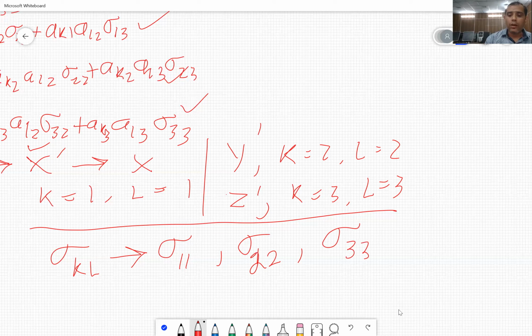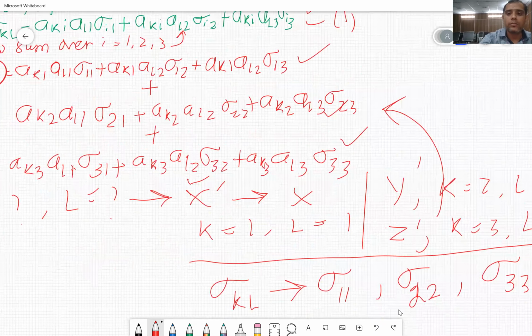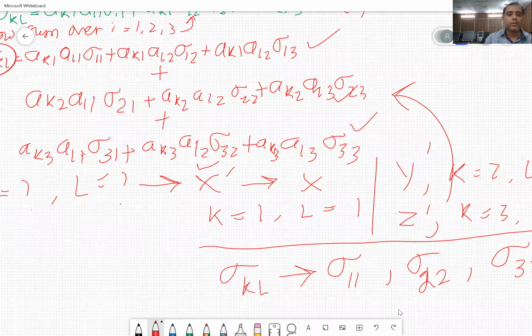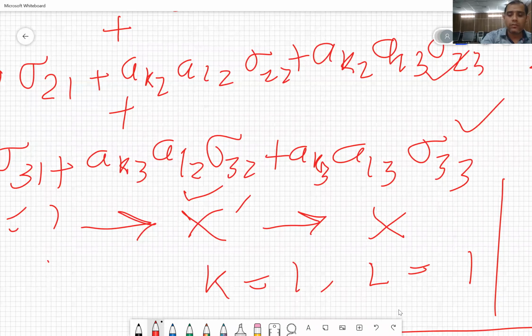So now, by putting the values of k and l in the above equation, this is equation number 2, the second equation, we can now easily calculate the stress tensor components, each of the components. So this is the case of how to calculate the stress tensor components.